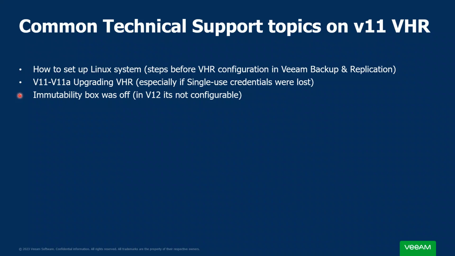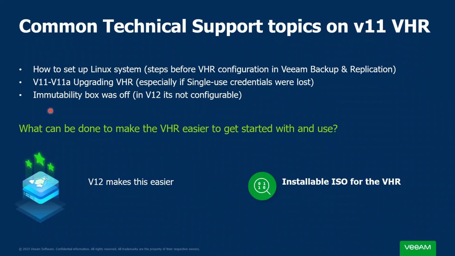And then you could turn off the immutability box. Now in V12 we don't. So we kind of went into this question of what can we do to make this easier to get started and use ongoing. So V12 hits a lot of this really well, and we have this new installable ISO. It's important to note you don't need the installable ISO. So you could ask yourself, do you want to automate the installation and automate the hardening and use Ubuntu and have basically none of the configuration options to worry about? Then yes, the installable ISO is a candidate for you.